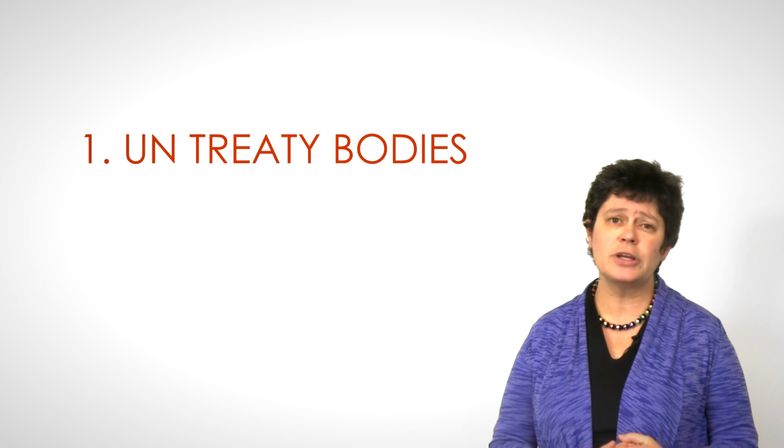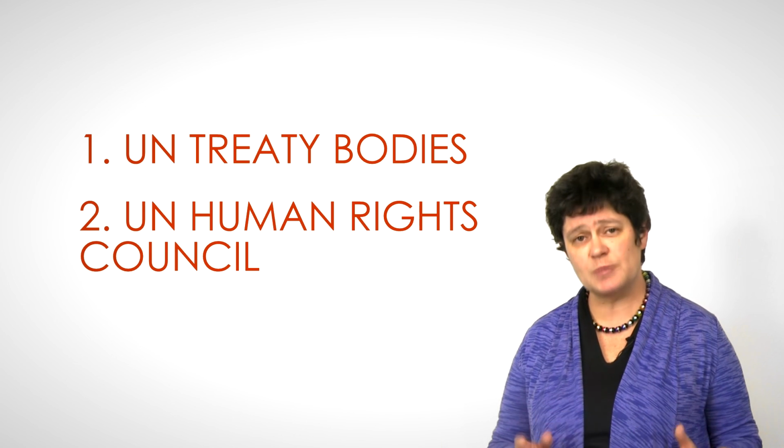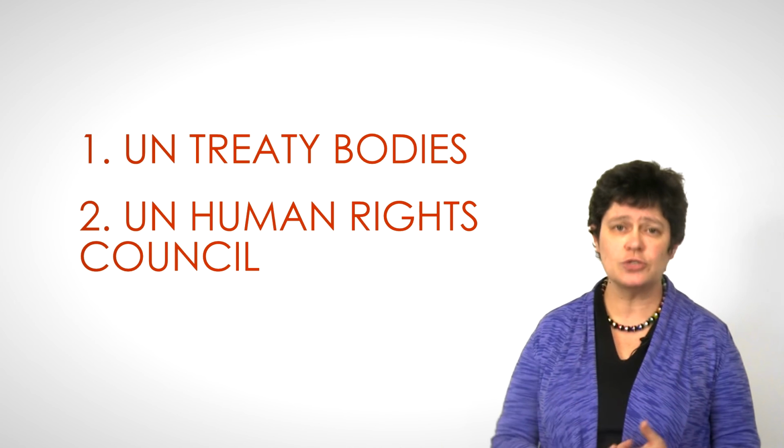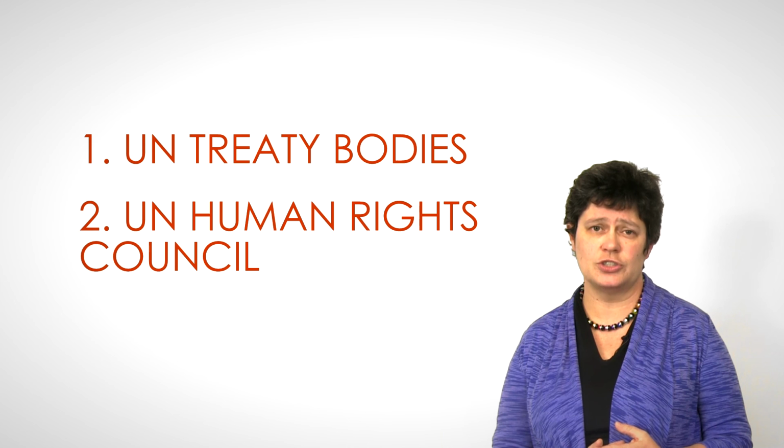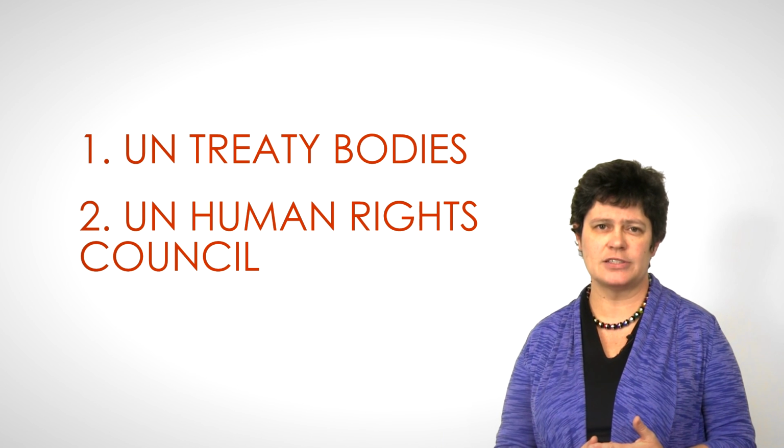The UN has also developed an array of human rights institutions which have been developed to promote and protect human rights. Today I'm going to focus on 2 of these institutions, the UN treaty bodies and the UN Human Rights Council. These are, respectively, the quasi-judicial wing of human rights institutions and the intergovernmental political wing of UN human rights institutions.